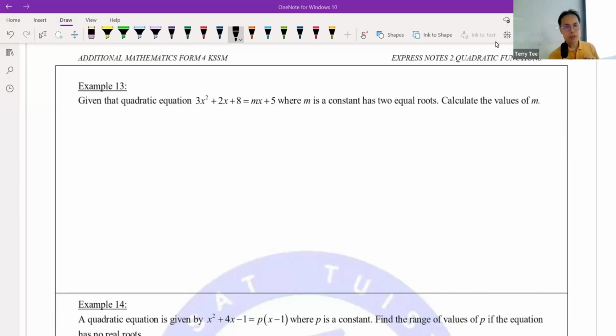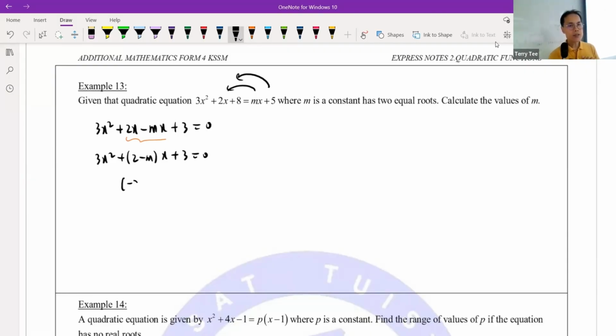Let us rearrange first. Bring to the left, bring to the left. So 3x squared plus 2x minus mx plus 3 equals 0. We can factorize this. So this will be 3x squared plus (2 minus m)x plus 3 equals 0. So b squared minus 4ac must be what? Your b squared minus 4ac must equal 0.